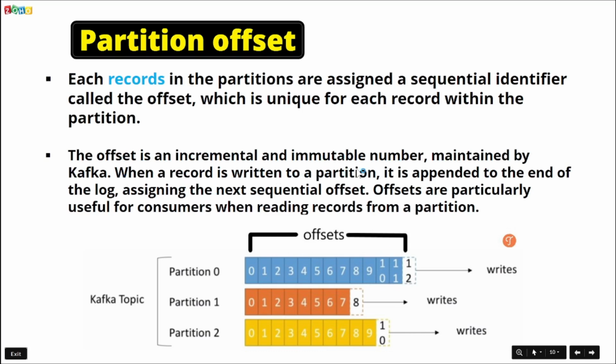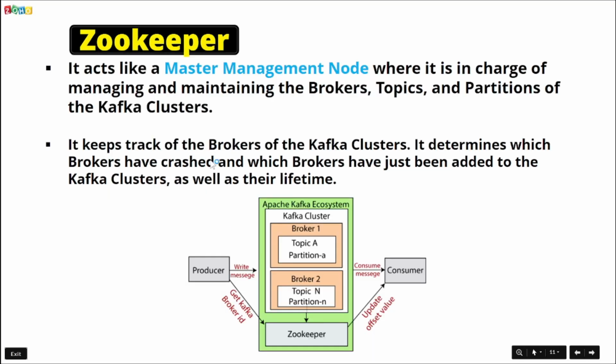When a record is written to a partition, it is appended to the end of the log, assigning the next sequential offset. Offsets are particularly useful for consumers when reading records from a partition. So whenever new data is written, it is always added to the end of the log and assigned the next sequential number.